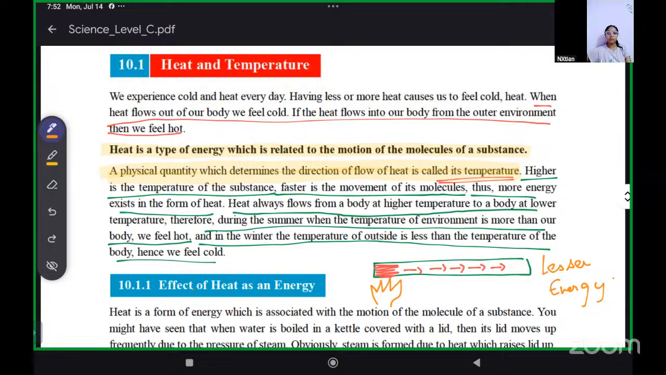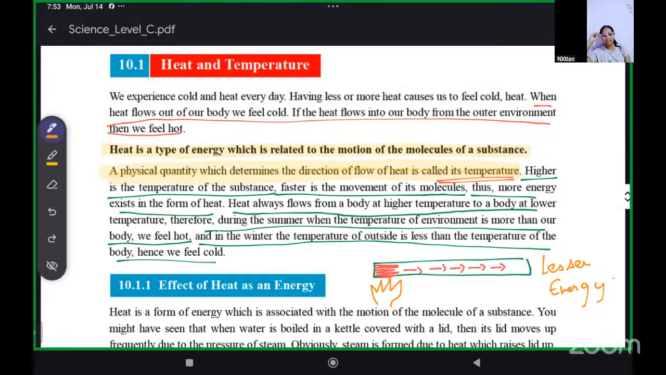So if the temperature is more, the heat will travel faster. The movement of heat will be faster in the molecules, and it will produce more energy. And if it is less, then the movement of heat in the molecules will be lower, and it will produce less energy.